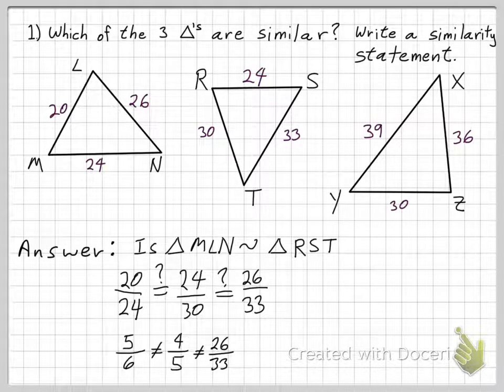When you reduce these into lowest terms, you have 20 over 24, which equals 5/6, 24 over 30, which is 4/5, and 26 over 33, which is in lowest terms 26 over 33. As you can see, these values are not equal to each other, so no, those triangles are not similar.